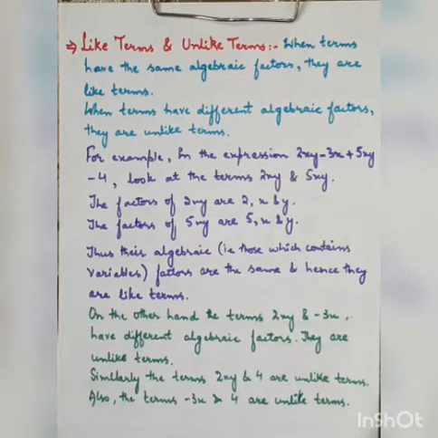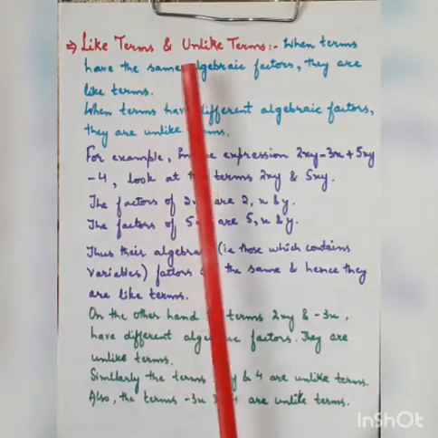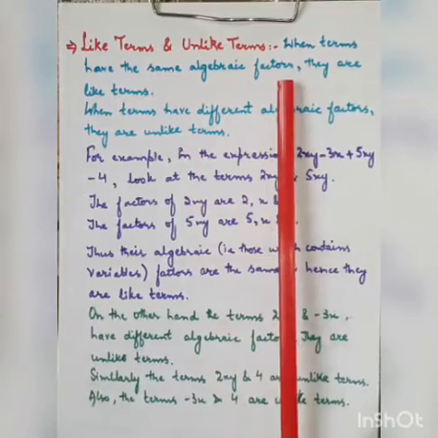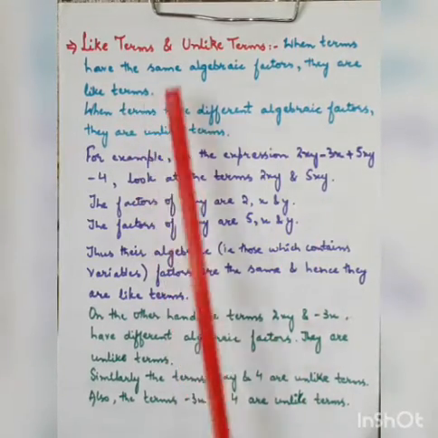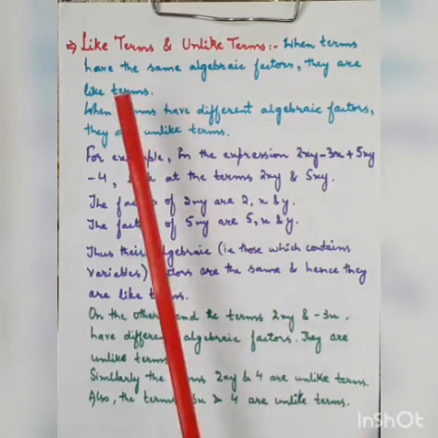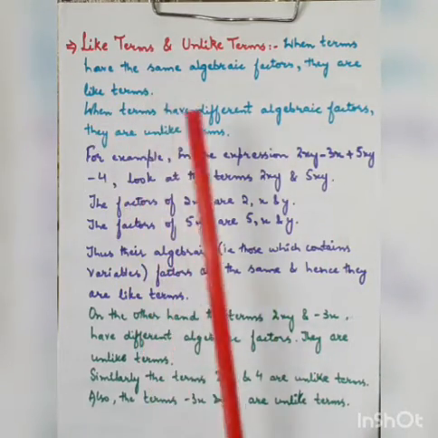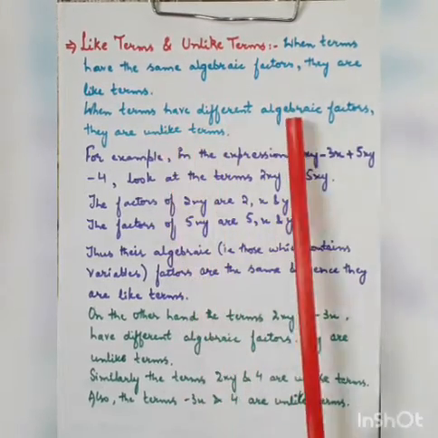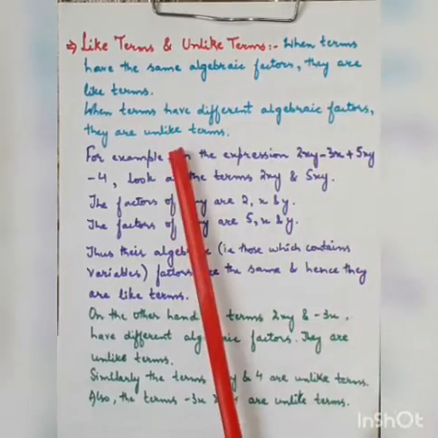Okay, now students, next is like terms and unlike terms. So when terms have the same algebraic factors, they are like terms. So जब terms में same algebraic factors होंगे, हम ऐसी terms को like terms कहते हैं. And when terms have different algebraic factors, they are unlike terms. और जब terms में algebraic factors different हो, तो वो unlike terms होती है.